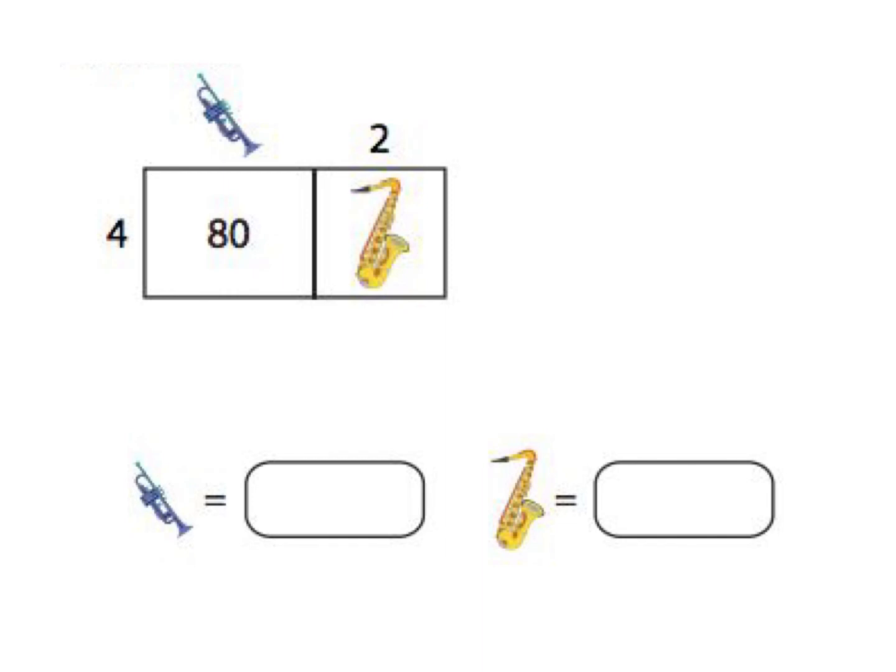Third type of question I'm going to give you is trying to figure out what values each one of these symbols represents. So if we look up here, okay, I need a number that's going to multiply by 4 to give me 80. And so in this case, I know that that is 20. So my trumpet is going to be 20. And then over here, if I look at my saxophone, 4 multiplied by 2 gives me 8, so my saxophone is 8. So sometimes you'll have to multiply, sometimes you'll have to divide and work backwards to figure out those answers so that it works.